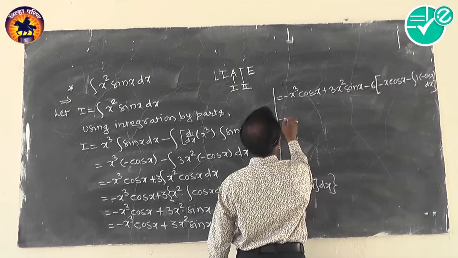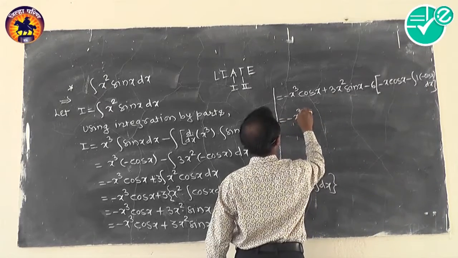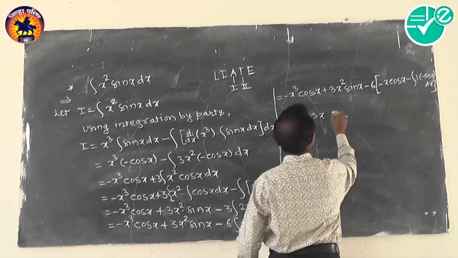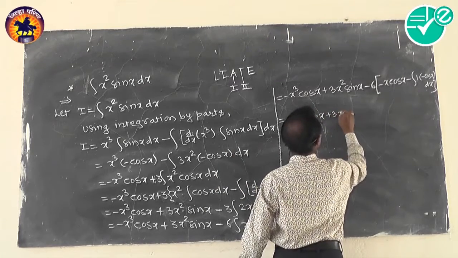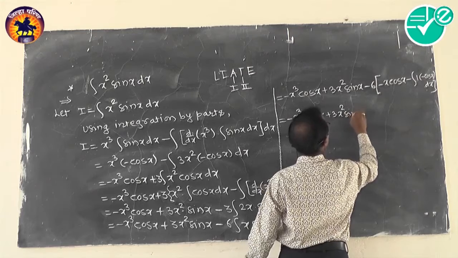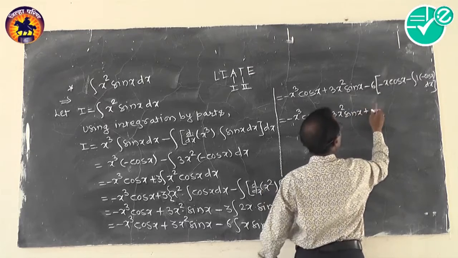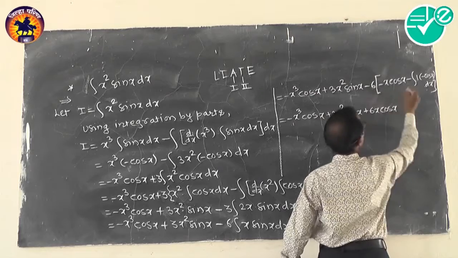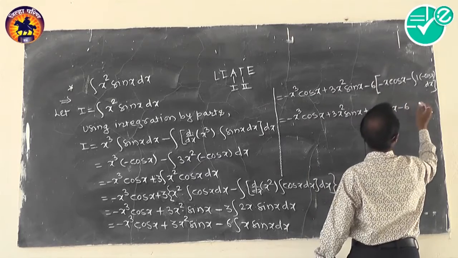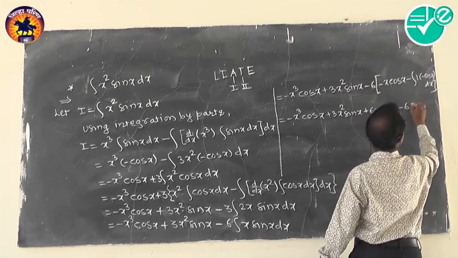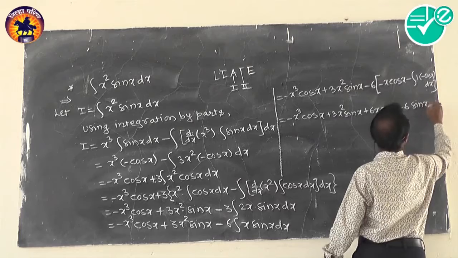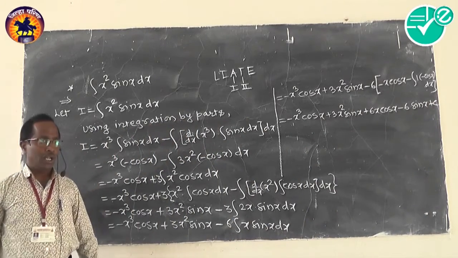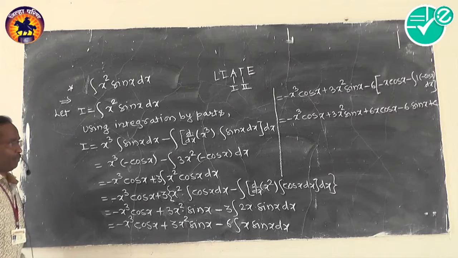We get minus x cube into cos x plus 3x square sin x plus 6x cos x minus 6 into integral of cos x, which is sin x, plus c. This is the required solution.